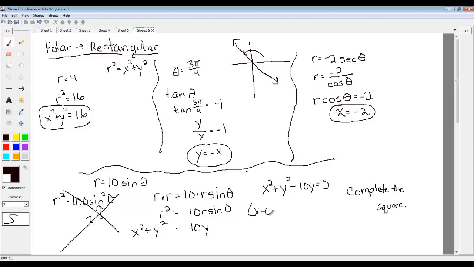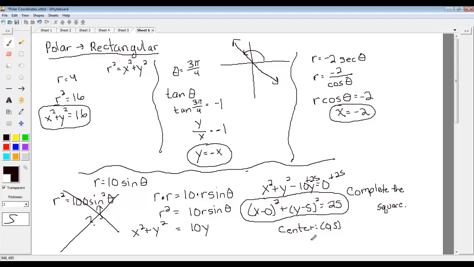X squared will be just x minus 0 squared. But here, half of 10 is 5. Square that, you get 25. So if you add 25 to both sides, this turns into y minus 5 squared, and all this equals 25. That's the completing the square thing when you're dealing with circle equations. So you have a circle with a center at 0, 5, and the radius is the square root of 25, or 5.